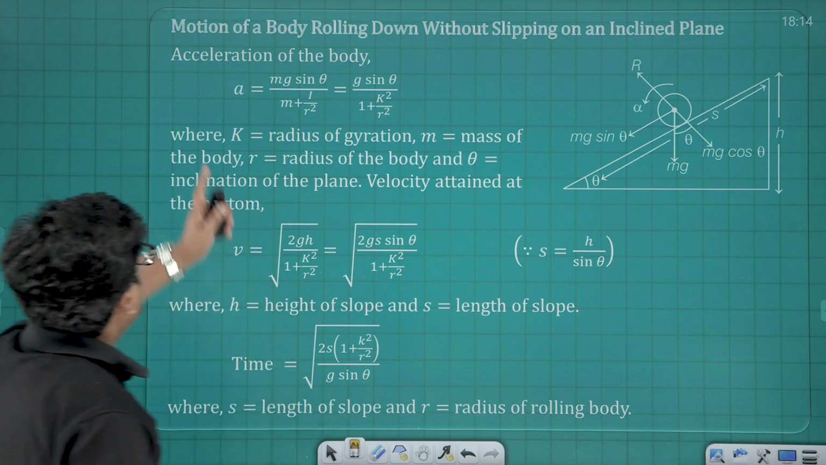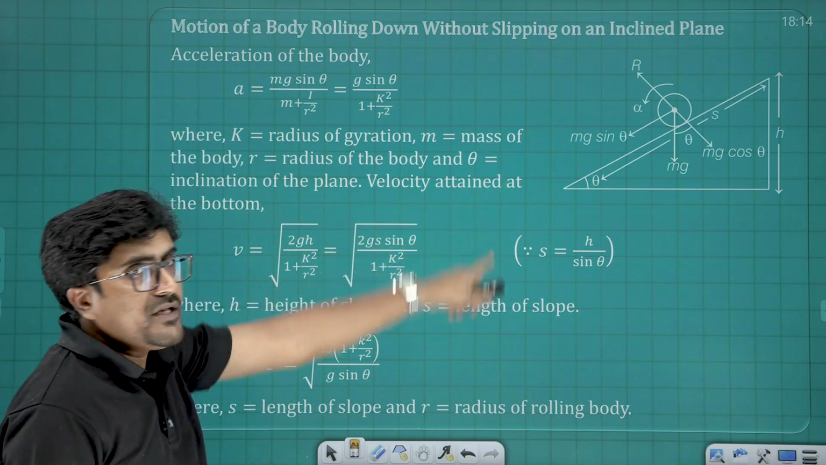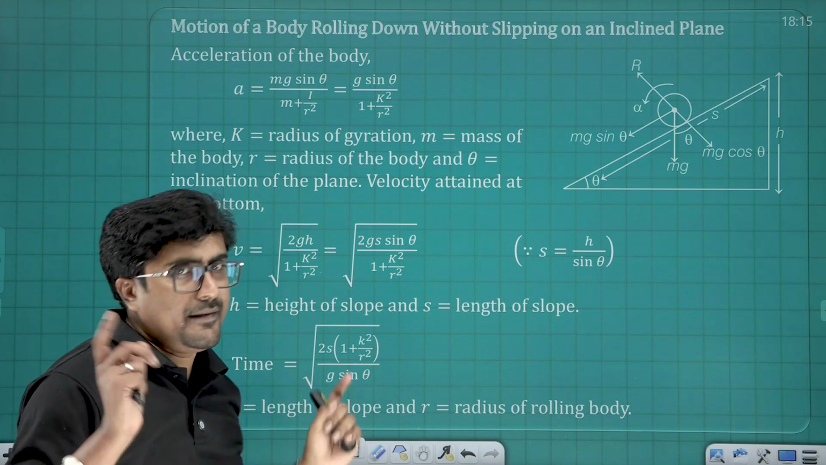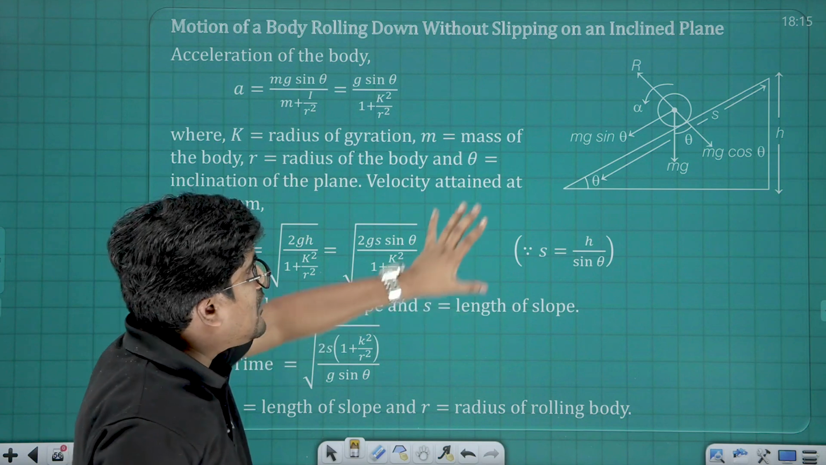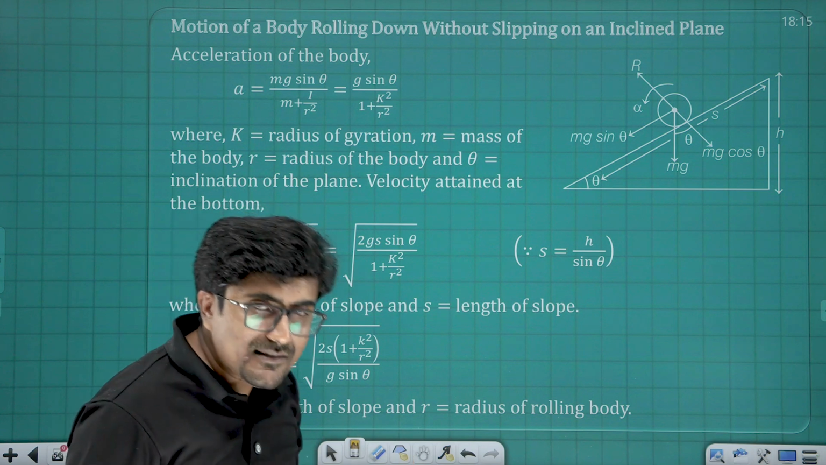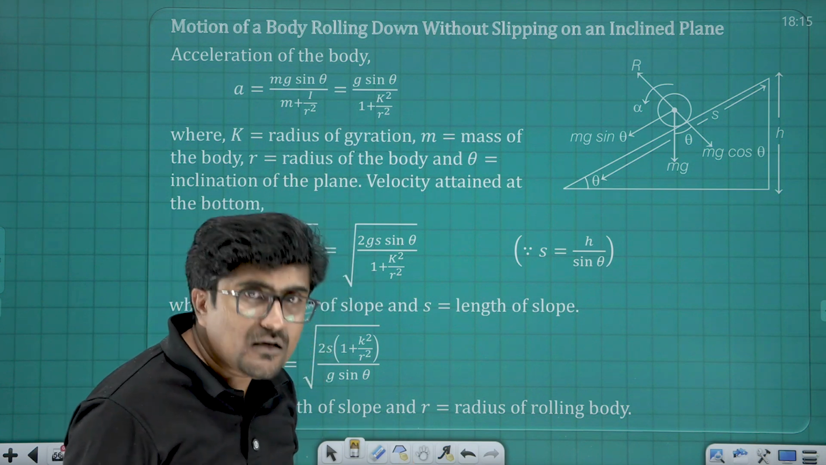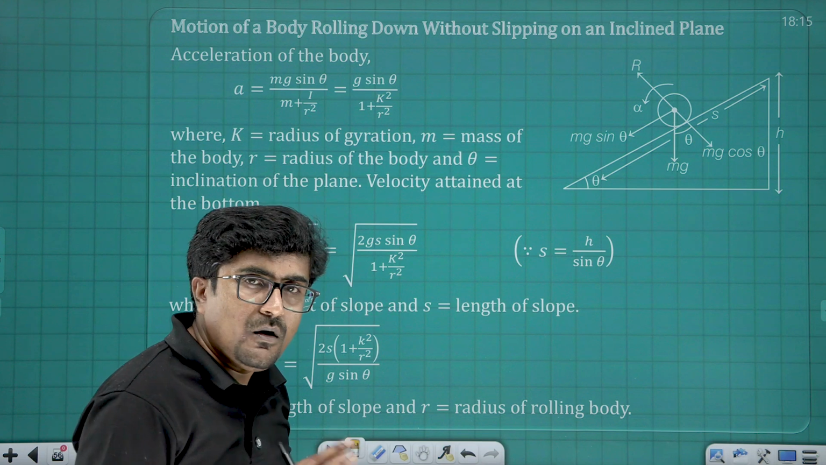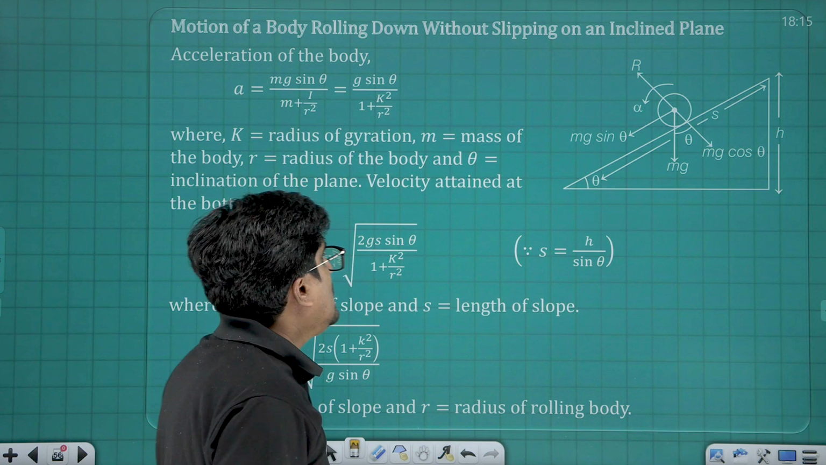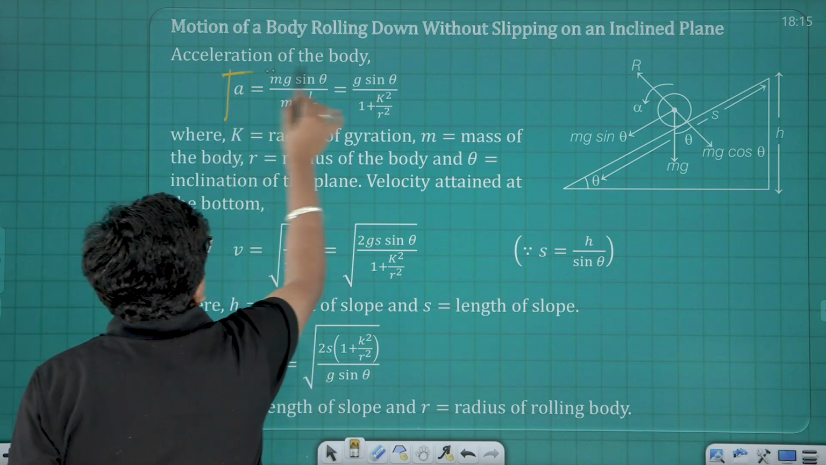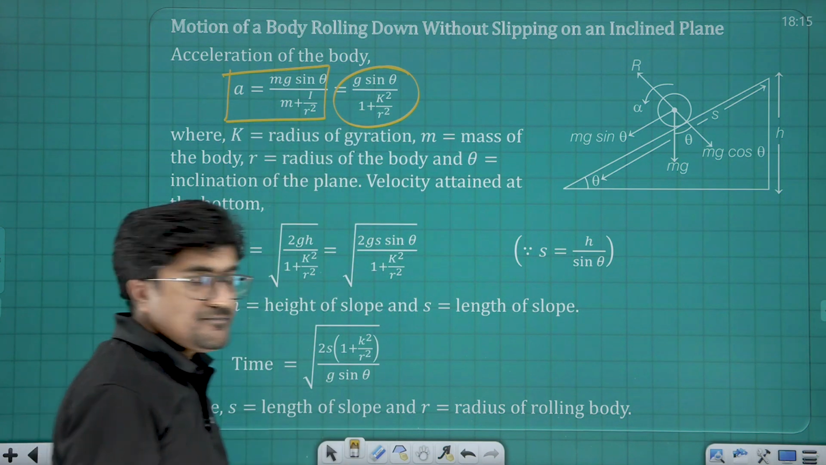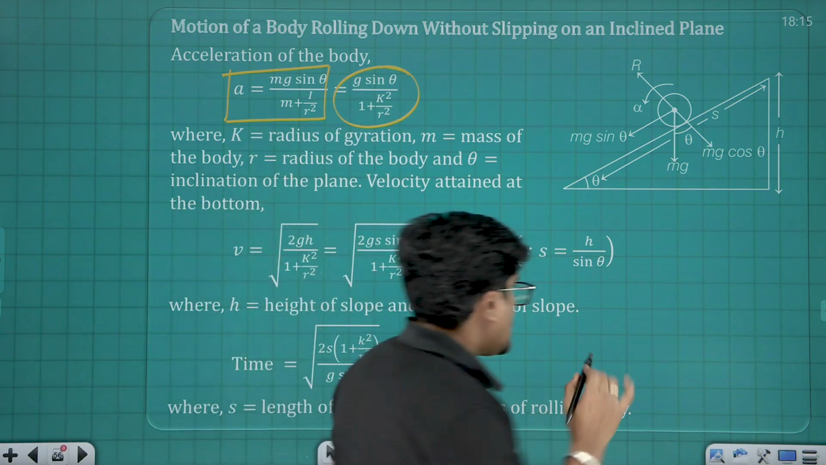All right, and here I have something very important. In almost every year, a question somehow connected to this, sometimes in terms of acceleration, sometimes in terms of speed, sometimes in terms of the time taken, definitely used to be there. So I will tell you a shortcut on how to memorize this. The key part is this one, that means the acceleration.